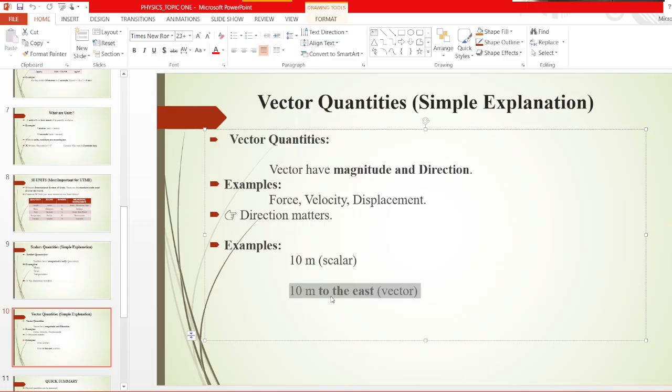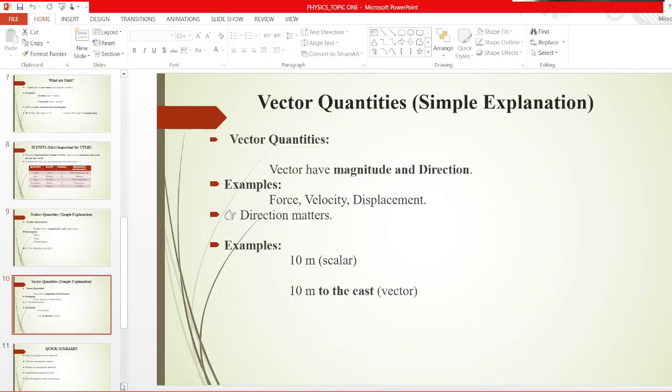Please, questions do come this way. When you are going to be asked, is 10 meters to the east a vector quantity, yes or no? Yes. Once it has magnitude and direction, it is a vector quantity. So, quick revision.